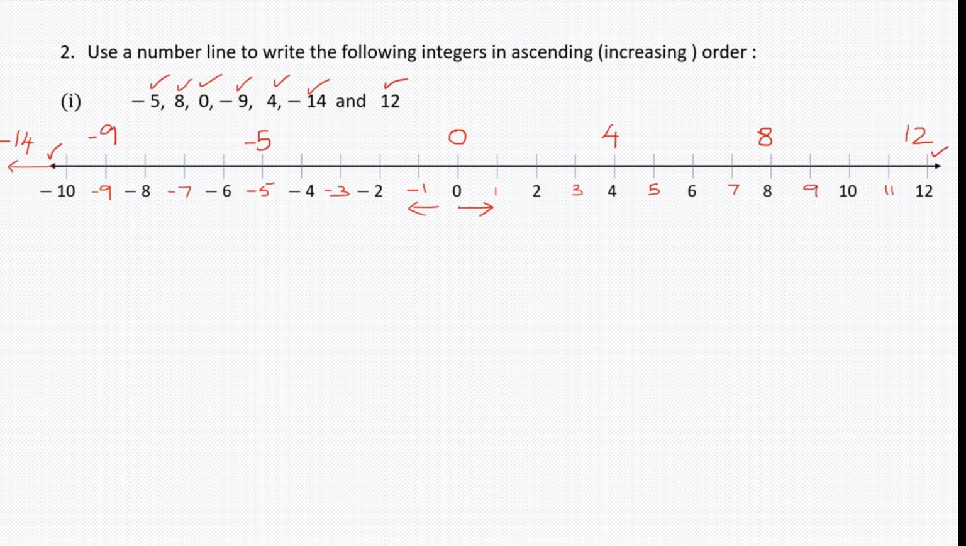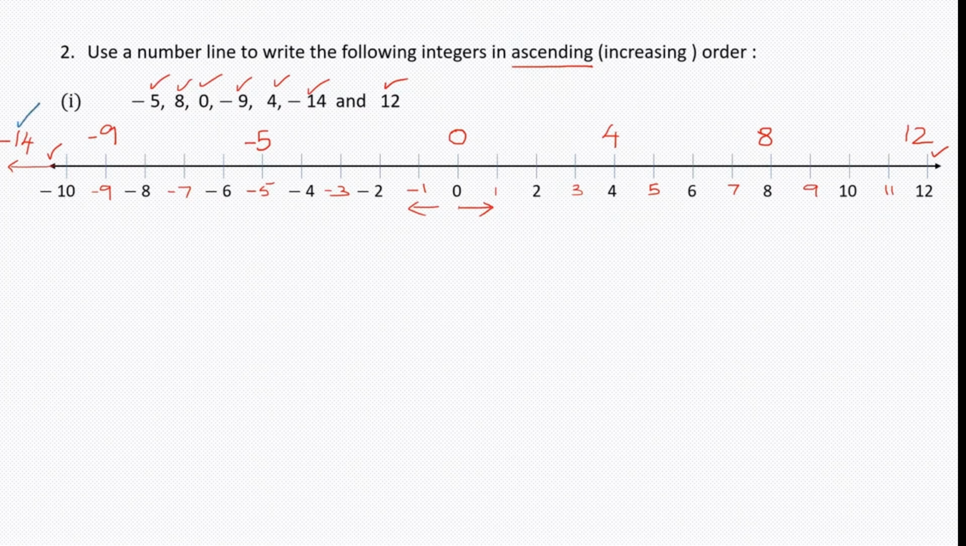1, 2, 3, 4, 5, 6, 7. Yes. Now the question is to arrange in ascending order. Once you put it above the number line like this, it's very easy, because the numbers on the left are the smallest numbers, and as you keep moving to the right, you have the bigger numbers. So let's write down the numbers on the extreme left.